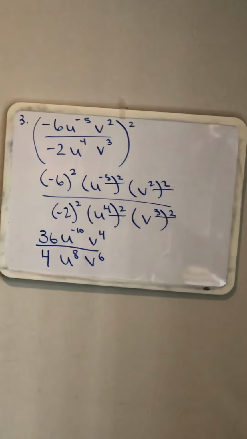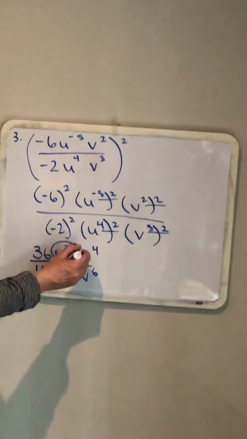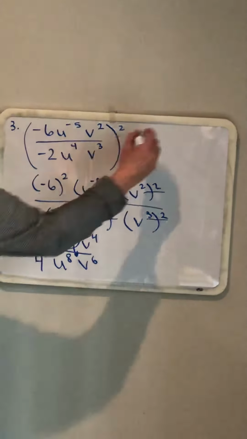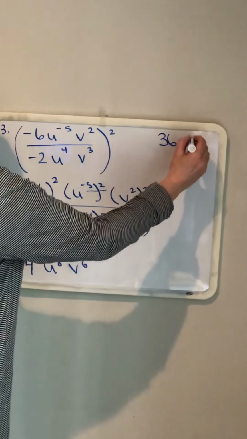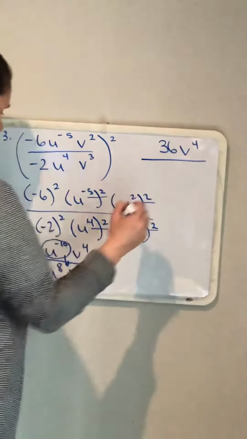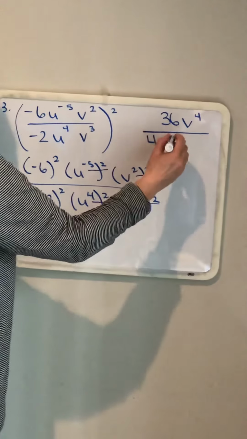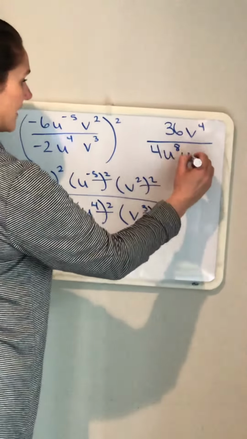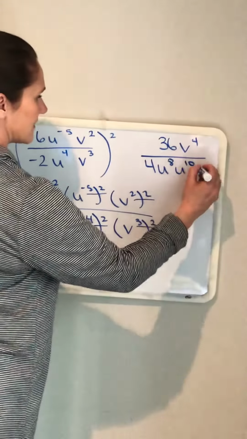And you have one negative exponent to move, and that's the U to the negative 10th, which has to move down. So now in the numerator you have 36, V to the 4th. In the denominator you have 4, U to the 8th, U to the 10th that just moved down there, and V to the 6th that's there from before.